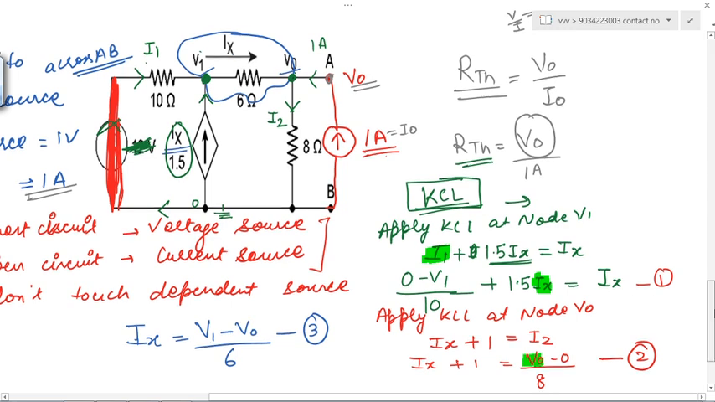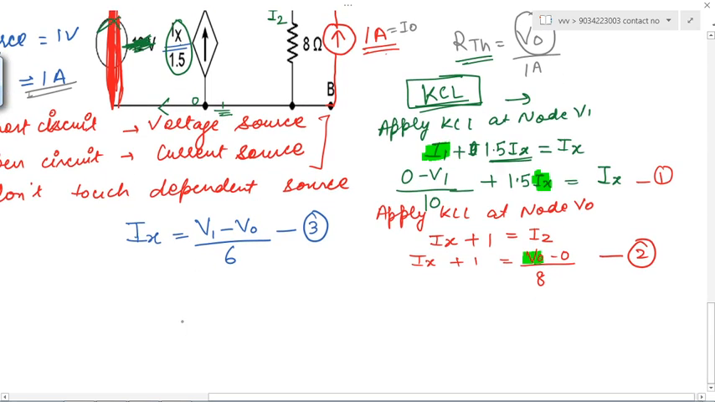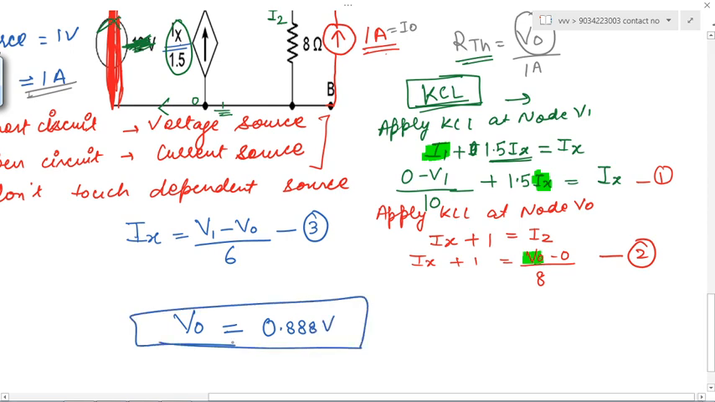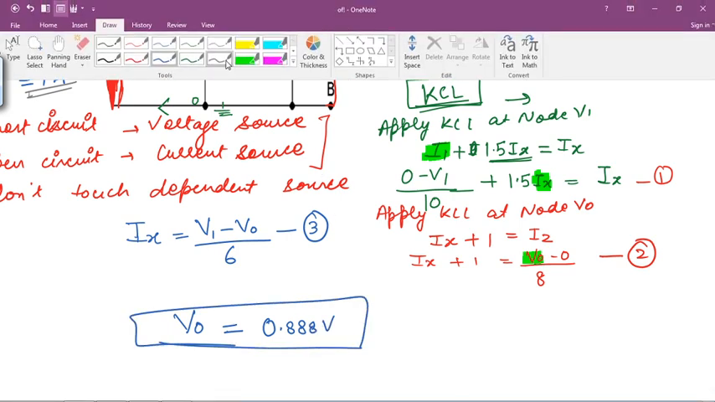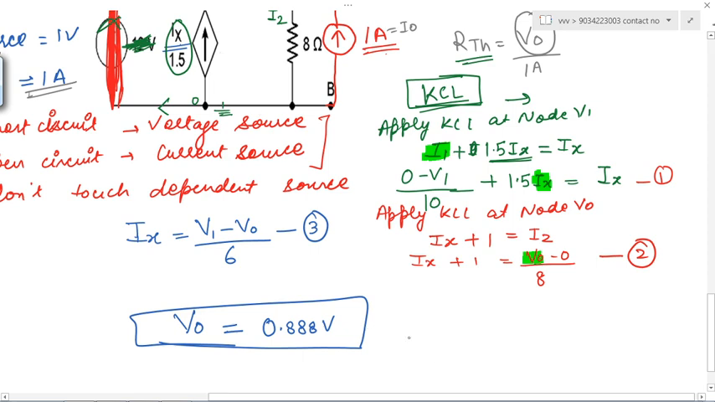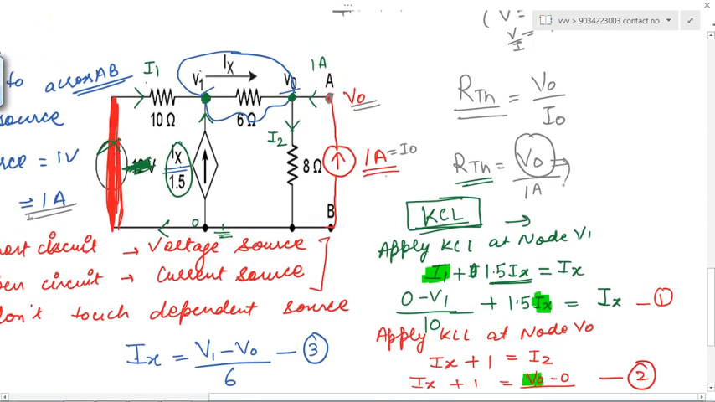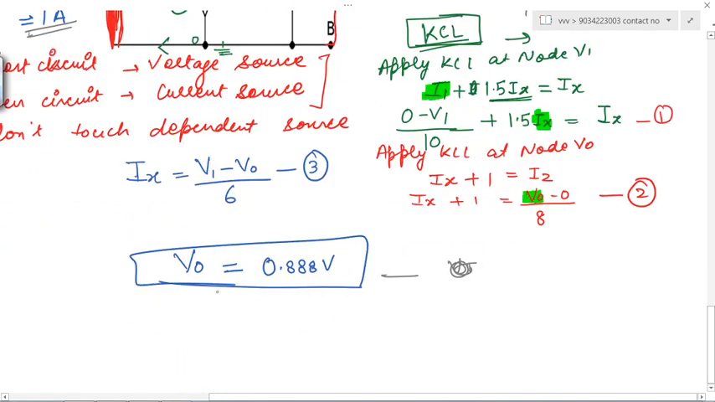Now you can solve all these equations. By solving, you will get the value of V naught. V naught, how much did we get? That is 0.88 volt. You can solve these equations on your own, right? This is just through a calculator. So this is the value of V naught. Now our main focus is not to calculate V naught.